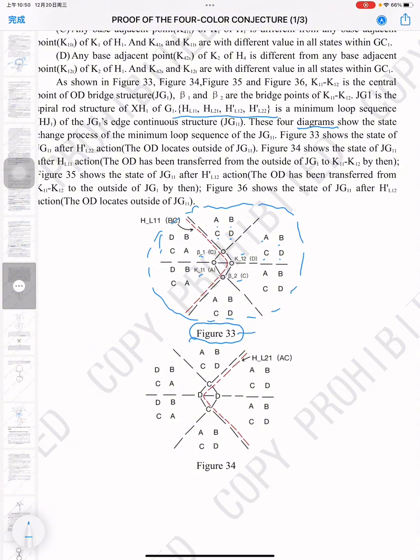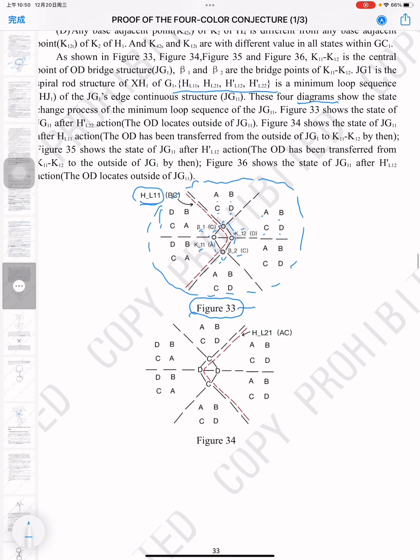So, in figure 36, an OD ring is about to act, and the OD ring is HL11, and the real OD of HL11 is K11-K12, and after the action of HL11, the OD is transferred from outside to K11-K12. We can see the two component points with same value.